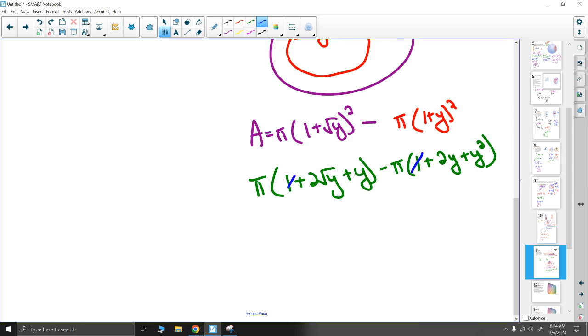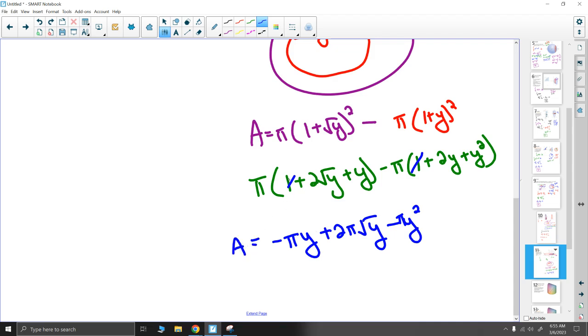Okay. Y minus 2y is going to be negative y. Okay. And then we have our plus 2 pi square roots y. And then we have our minus y squared pi, just distributing that pi into it while we're doing it. So this is my area.